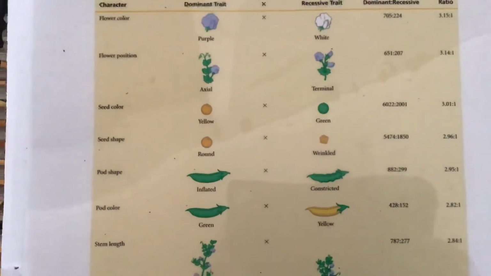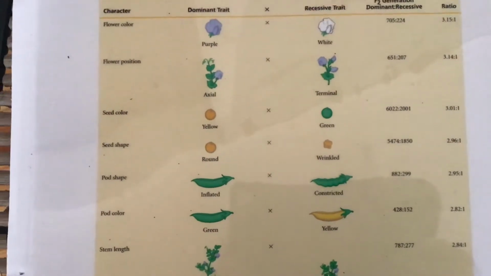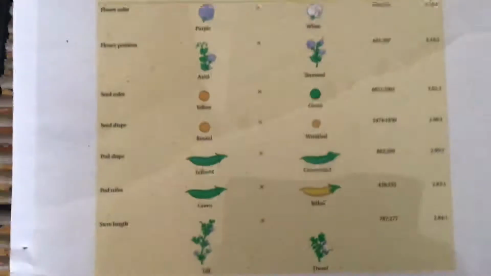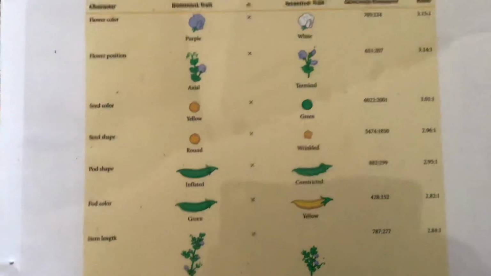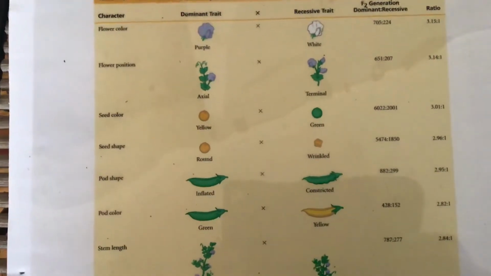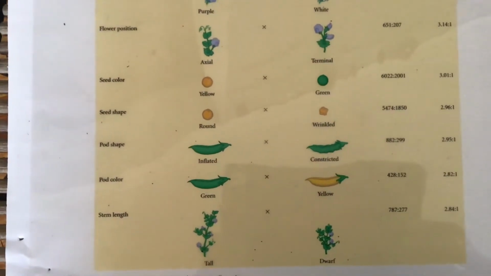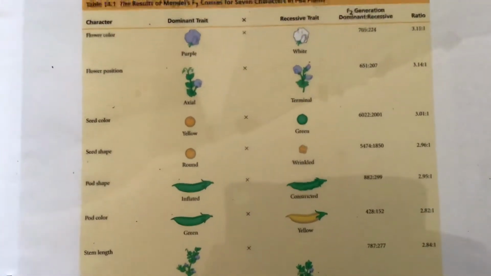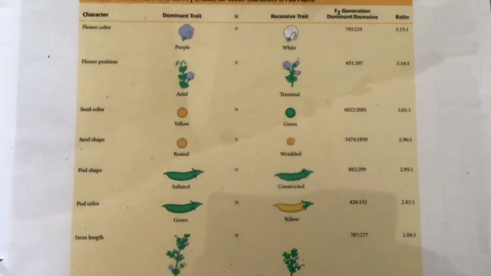So you should probably look these over and know generally what they are. Round-seeded is one of the dominant ones. Just remember one side, and you'll know the other side is not dominant: round-seeded, yellow-seeded, axial flowers, inflated pods, green pods, and tall plants. So purple, tall, round, yellow, those are really common ones that people use to talk about Mendelian traits.